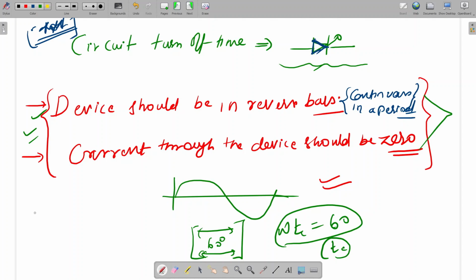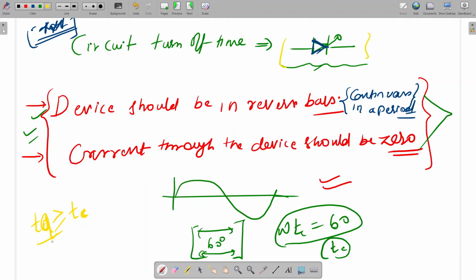Device turn-off time means this is a device, and it requires some time to completely turn off. So device turn-off time should always be less than or equal to circuit turn-off time. Let's say TQ. TQ we call the device turn-off time, and TC the circuit turn-off time.